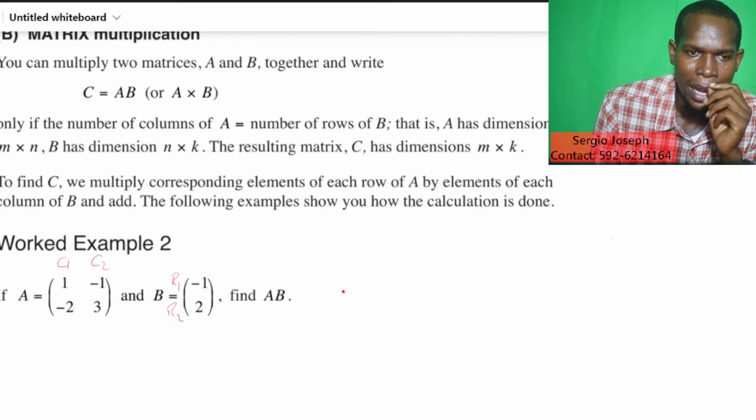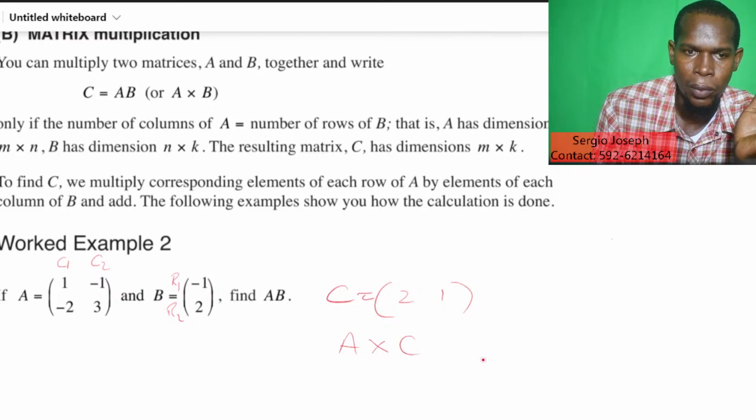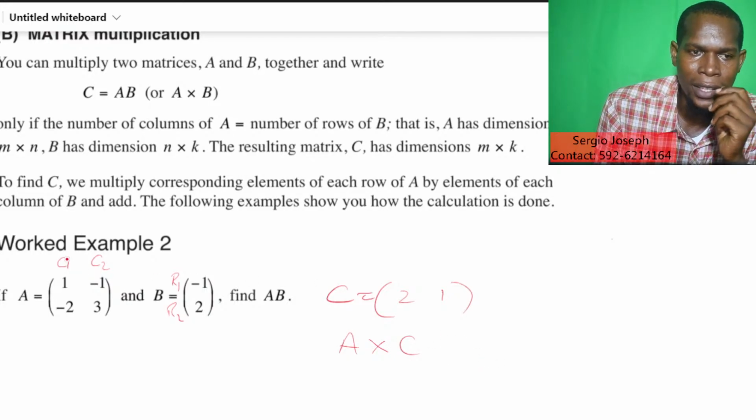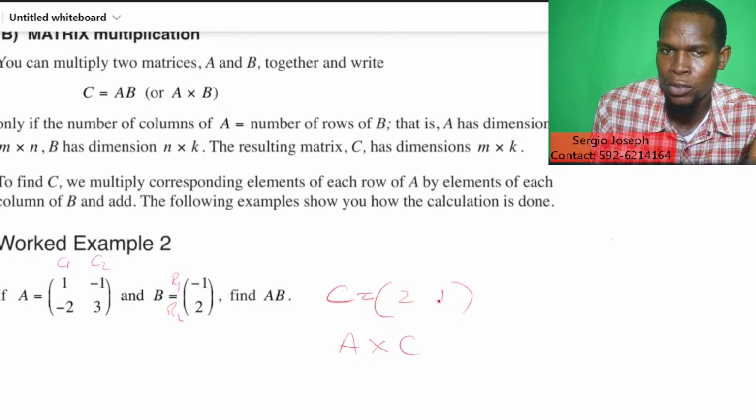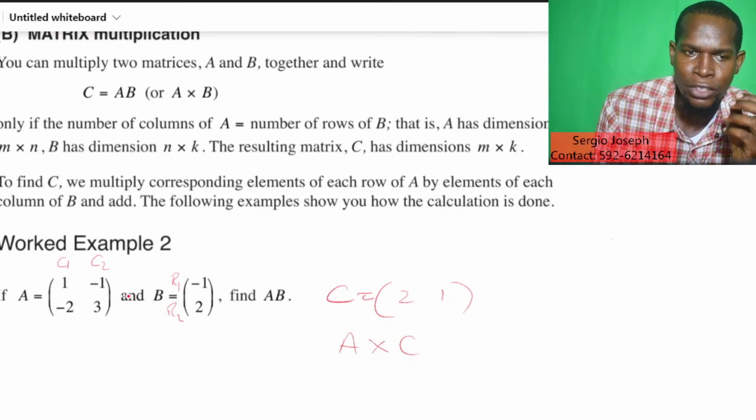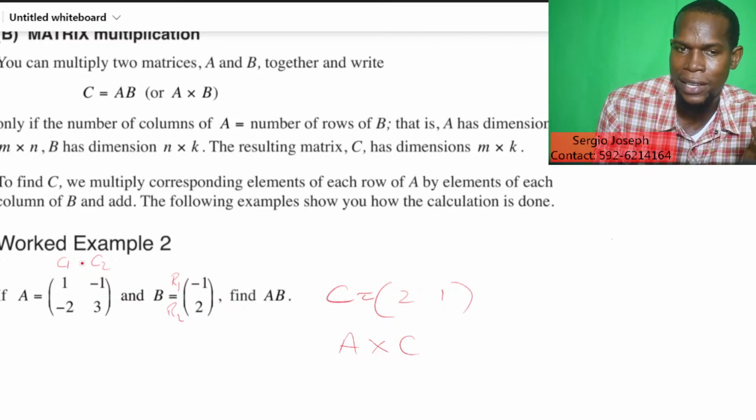In other words, I cannot multiply, let's say, another matrix C, which was 2, 1. I cannot multiply A times C. Why? Because the number of columns in A, which is 2, is greater than the number of rows that exist in C. It's only one row. So I cannot multiply those two matrices. But I could multiply matrix A and B because it has the same number of rows as A has columns.